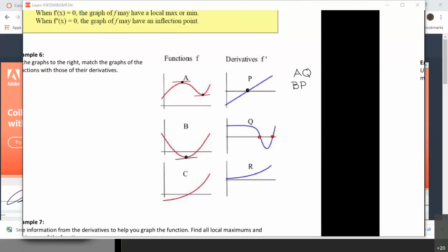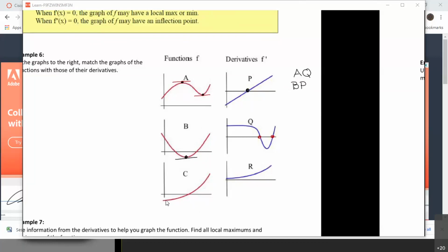Notice I'm not even worrying about increasing, decreasing. If they had given me more graphs that had, say, two turnaround points or one turnaround point, then I'd have to start paying attention to, oh, hey, this graph's decreasing down to where the derivative is zero, increasing up to it. That means decreasing will be a negative value of my derivative. See, it's beneath the x-axis. And increasing means positive value. See, it's above the x-axis. So this graph also matches on increasing, decreasing. Now, by process of elimination, we'd say C would be R because it's the only one left.